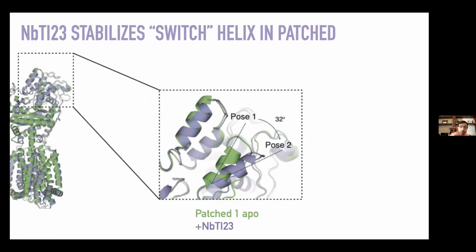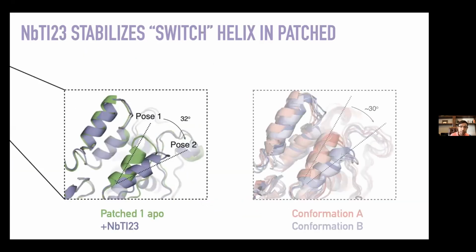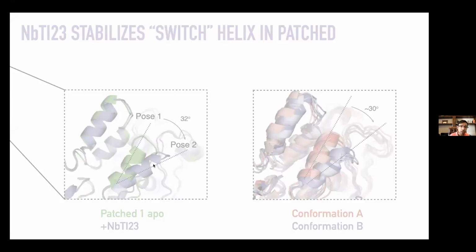Now if we go back and look at all the structures of Patched that have been previously solved, either bound to Hedgehog or not, what we see is that this switch helix is in two different conformations. And in fact, this doesn't correlate with Hedgehog binding at all. Some of these structures in conformation A are bound to Hedgehog, others are not, and the same for conformation B. But what we think is happening is that this nanobody stabilizes this switch helix in this specific conformation, and that this is associated with a constriction of this conduit in Patched.